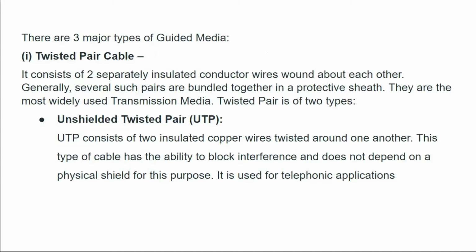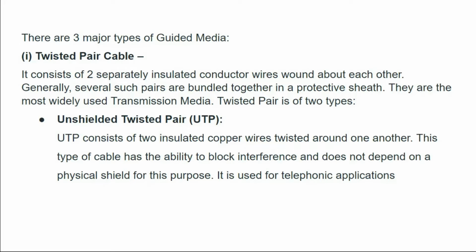The first one is twisted pair cable. It consists of two separate insulated conductors, wound about each other. Several such pairs are bundled together in a protective sheath, and it is the most widely used transmission medium. Most local area networks are configured through this twisted pair cable. It is cheap and productive. In twisted pair itself, you have two different types: unshielded twisted pair and shielded twisted pair.